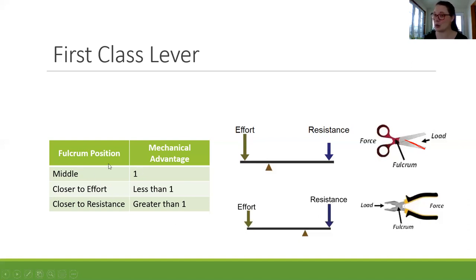Okay, so that tells you a little bit about how your mechanical advantage will work. First class levers are the only ones that can decrease our mechanical advantage as well as increase it.